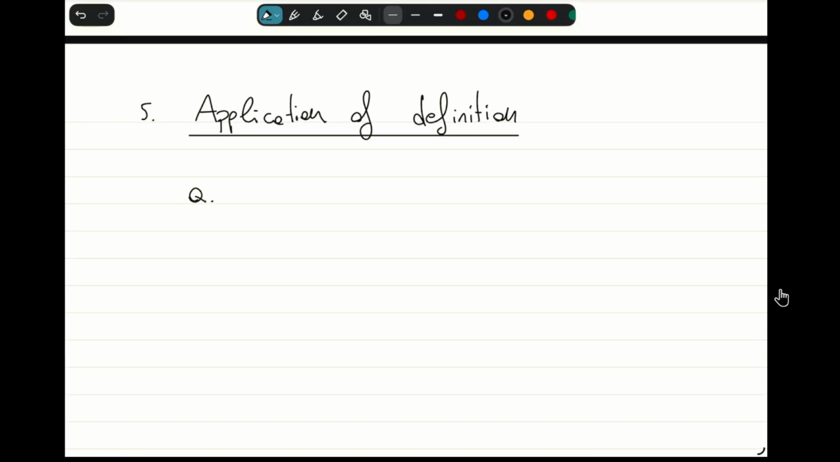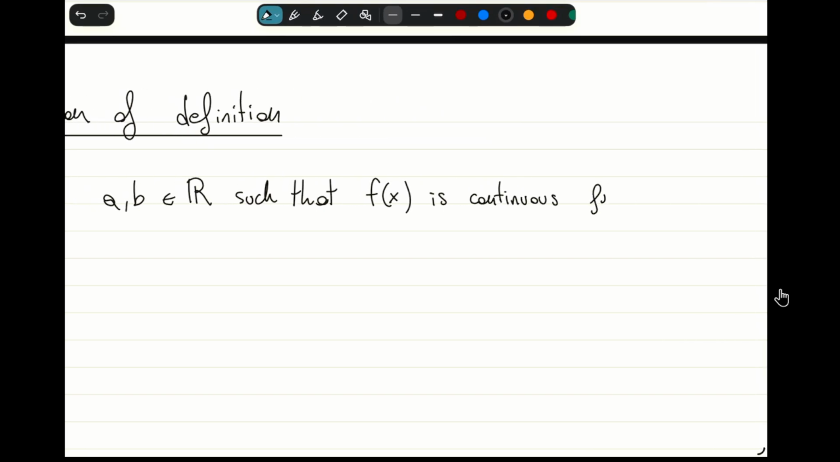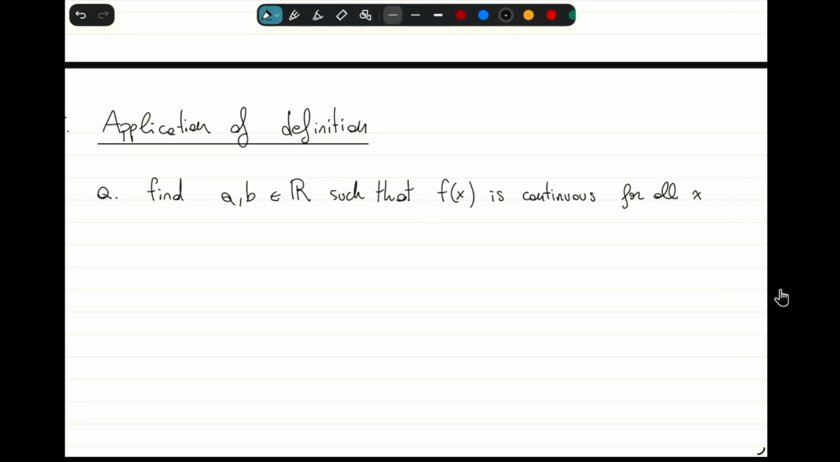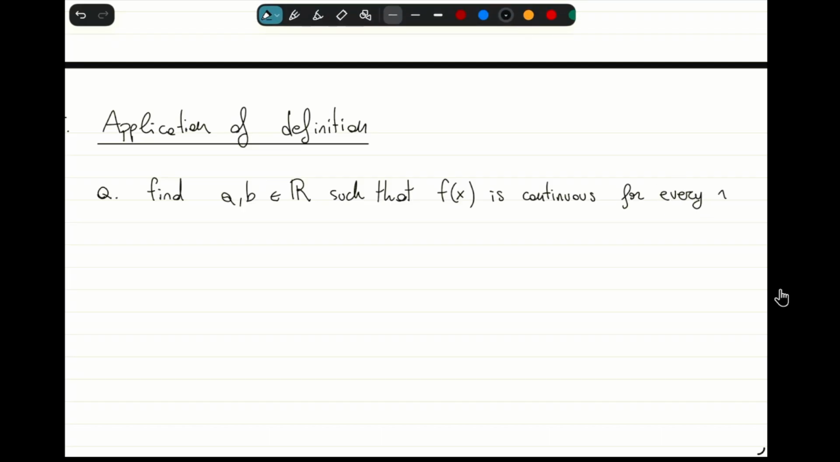Our question is, a pretty common question: find a and b in the real numbers such that f of x is continuous for all x's. My pen stopped working. Come on. Okay, here we go. For every x.